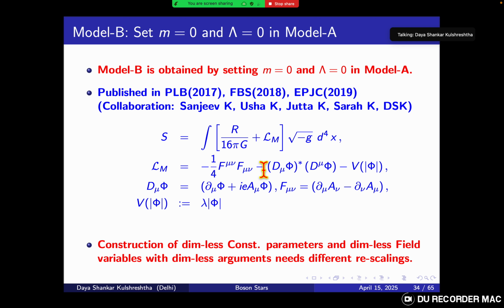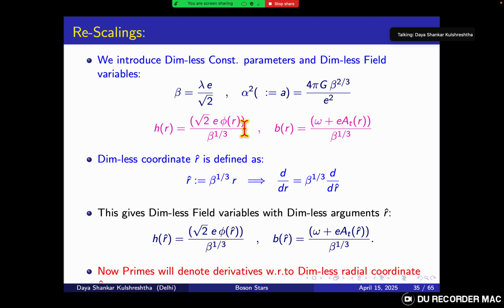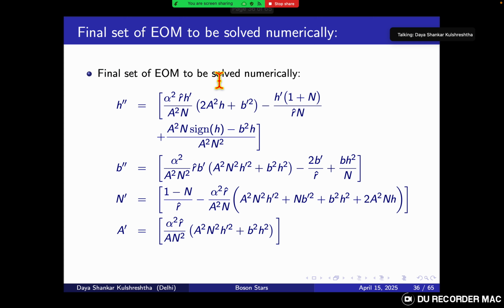Here the scalar field is massless. So only the conical potential is there, and there is also no cosmological term here. The parameters are different, so the rescaling definitions would be different. We again follow the same procedure: we construct dimensionless constant parameters and dimensionless fields, and also make the arguments of the fields dimensionless. And then we end up with these four equations of motion, which are converted from covariant form to this component form.